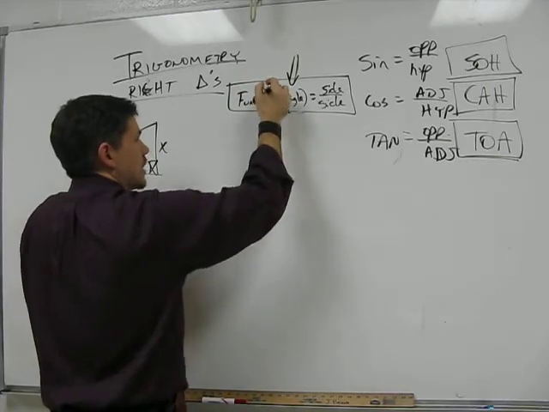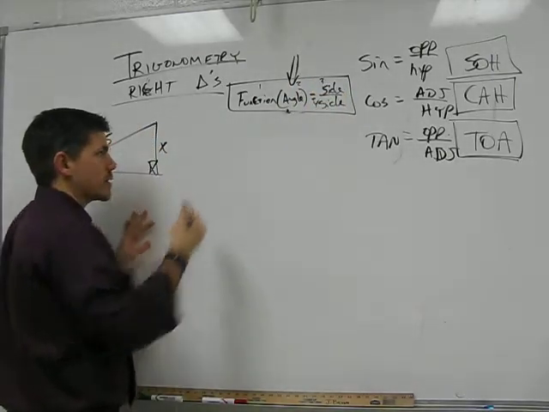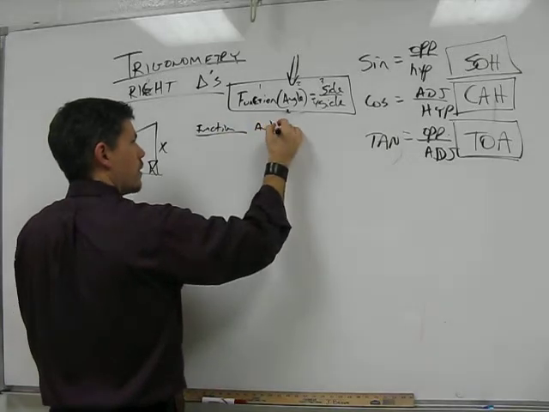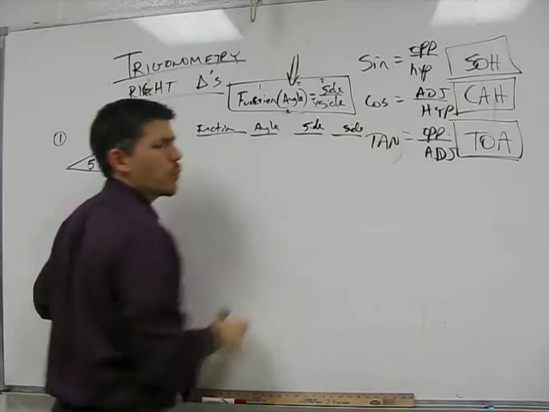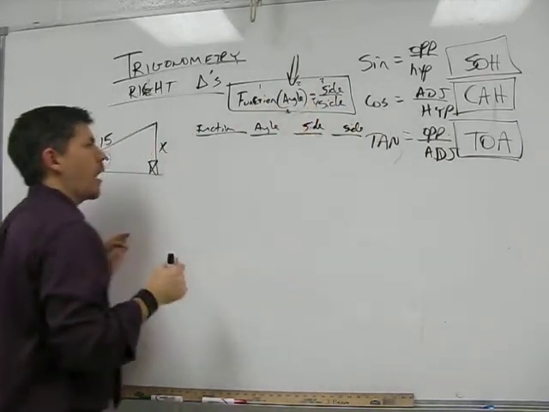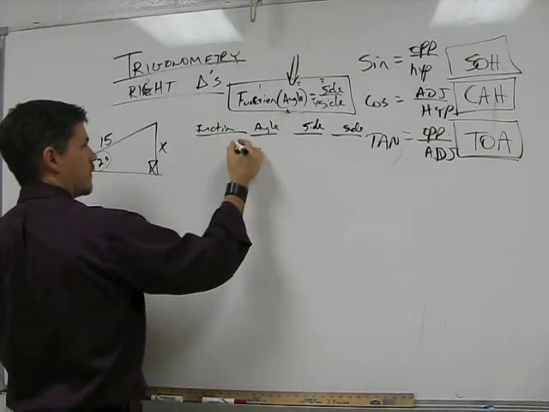Let me change tactics a little bit. I got a 1, I got a 2, I got a 3, I got a 4. I got 4 slots. So I'm going to do function, I'm going to do angle, I'm going to do side, I'm going to do side. So those are my 4 columns. Count them. 1, 2, 3, 4. I always start where? Angle. Good. So I'm going to start with my 57 degrees.